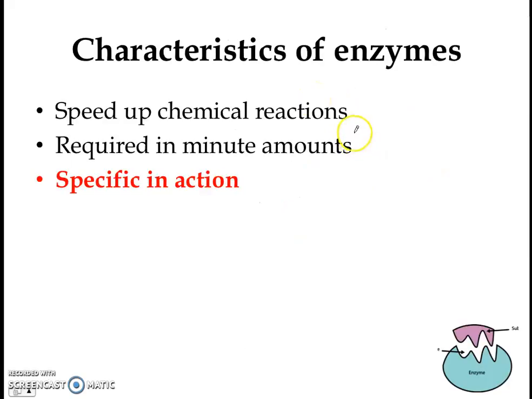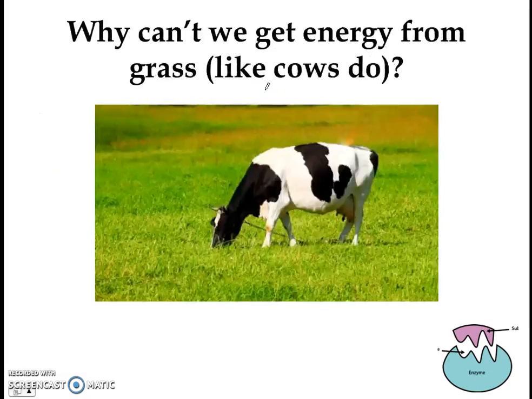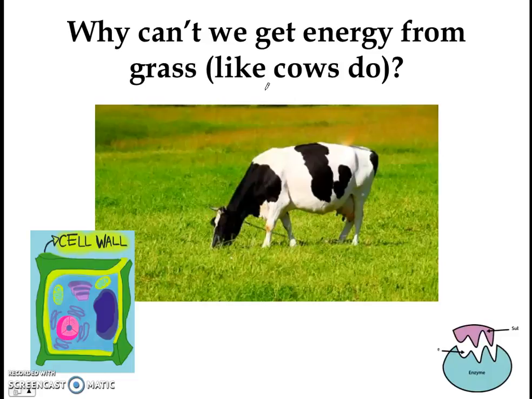So I want us to spend a bit more time thinking about what it means for enzymes to be specific in action. And to start off, I want to think about an interesting question that is relevant for our lives, right? So sometimes you see some animals like cows or sheep, and they're just eating grass and they survive on that. They get energy from the grass that they eat. Now why can't we also get energy from grass like cows? Now here's a hint. It has something to do with the cell wall of the cells that make up the grass. Now if you're thinking about cellulose, then you're on the right track.